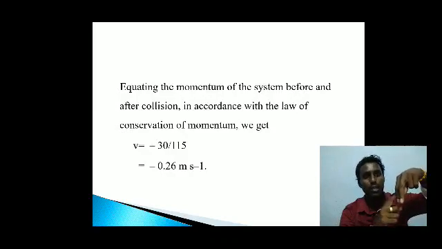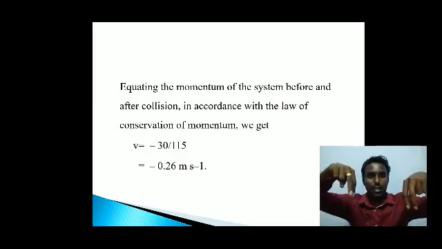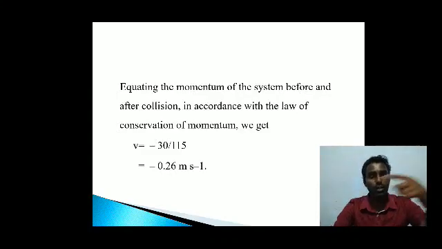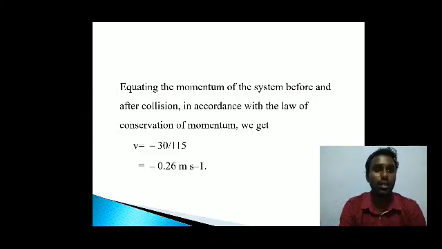Mass should not be negative, velocity. So velocity here is positive while you are going left to right. If you are going right to left, it will be negative. Then we calculate, if we add it, minus 30 will come.